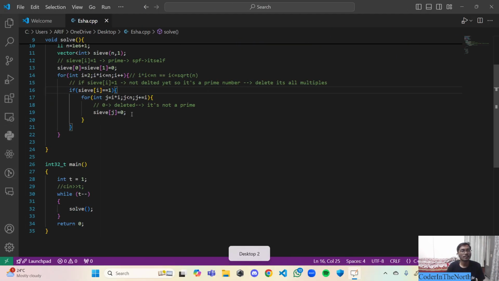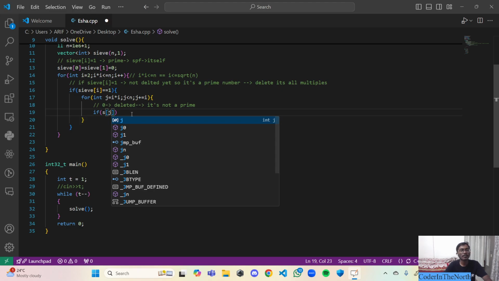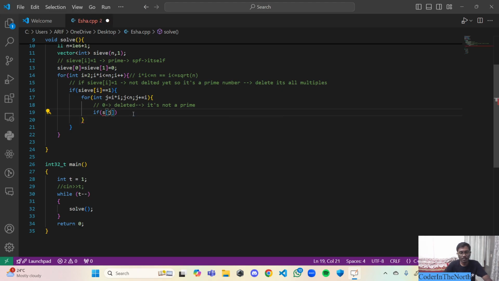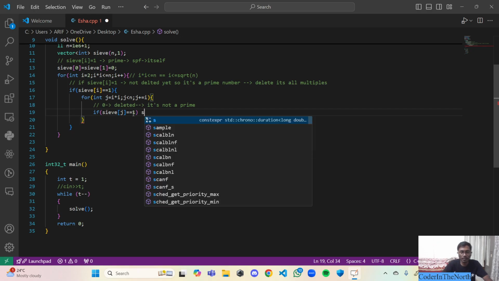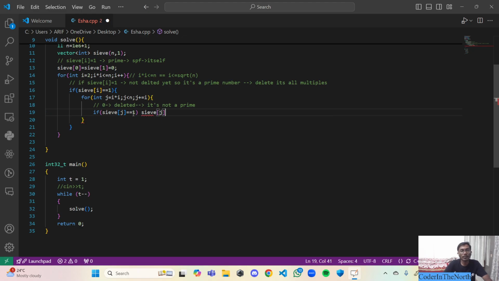So what we'll do: if sieve of j equals 1, meaning we didn't assign any smallest prime factor to that number, then only we'll assign sieve of j equal to I. I will be the smallest prime factor here.